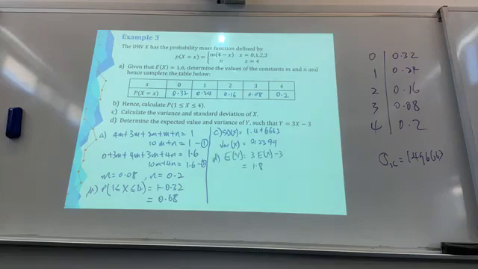Alright, so the expected value of y. You know that y equals 3x minus 3, so it's 3 times the expected value of x, minus 3, which is 1.8, and the variance is 3 squared times the variance, which is 20.1591, or 20.16 to two decimal places.